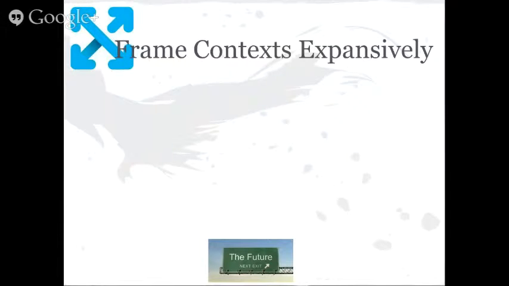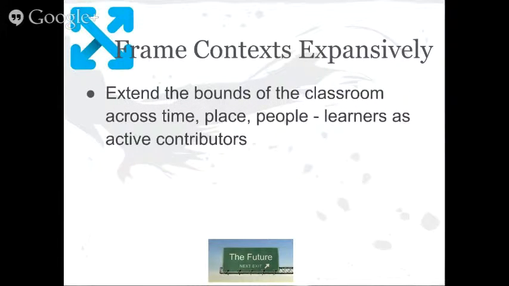Related to connections, we looked at some literature that talked about framing context expansively. Again, that's just the idea of removing the bounds of the classroom and trying to connect it as much as possible across time, place, to different people, and thinking of learners as actively contributing to that knowledge building process.